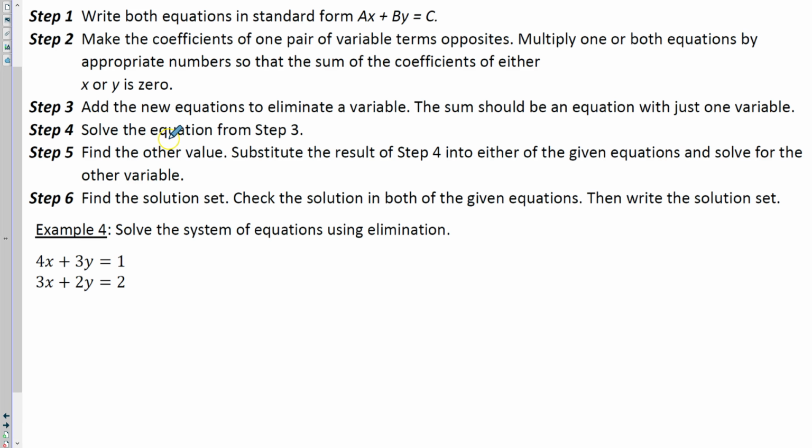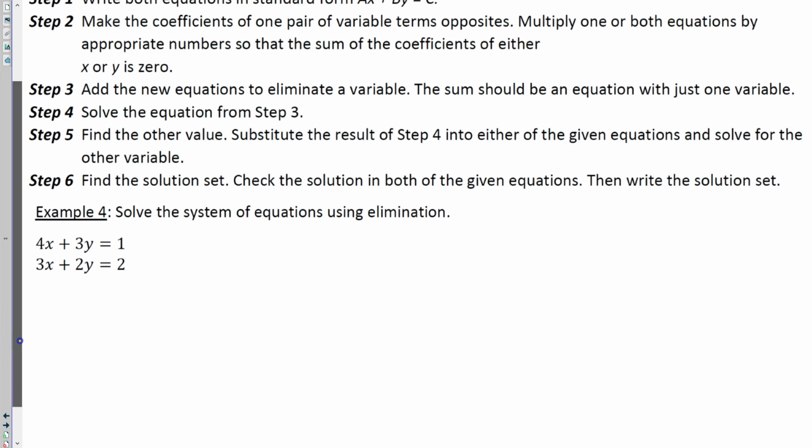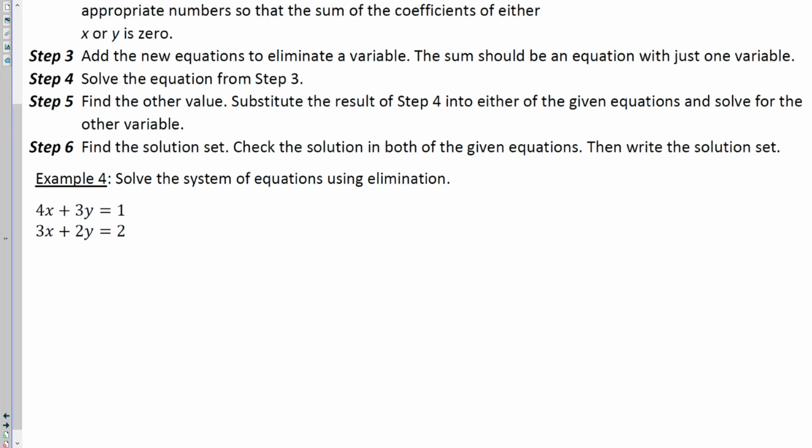And essentially the last several steps are just like our substitution method. Once you solve for one variable, you can substitute back in to one of your original equations to find the other variable, and then we write out our solution set and check it. So let's try out our elimination method here.